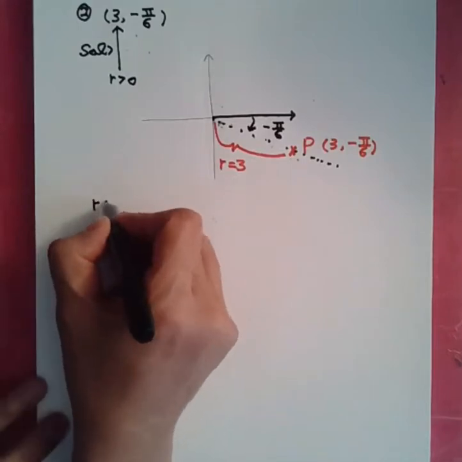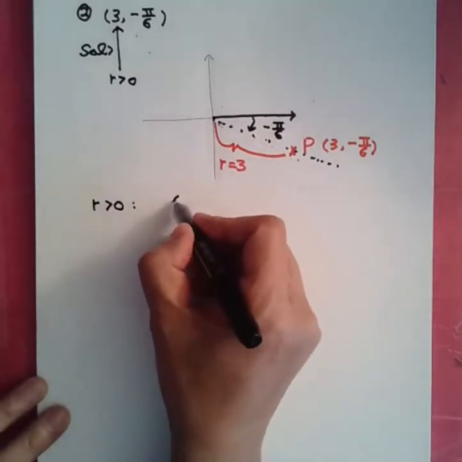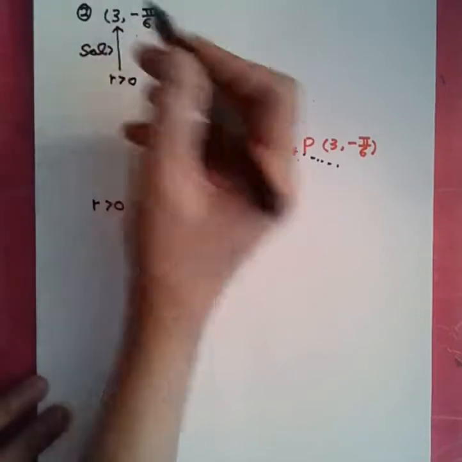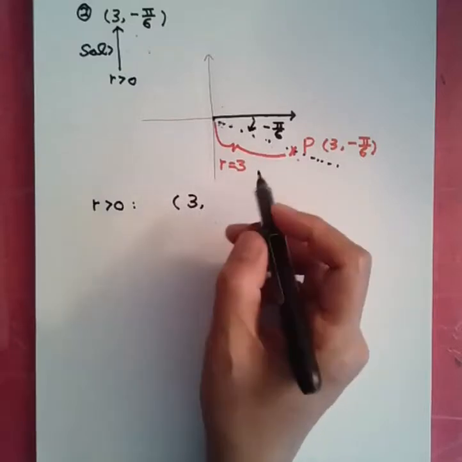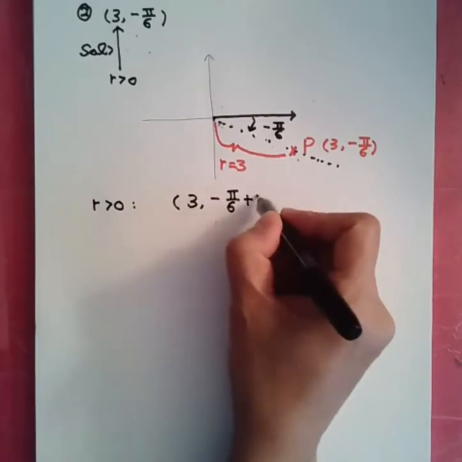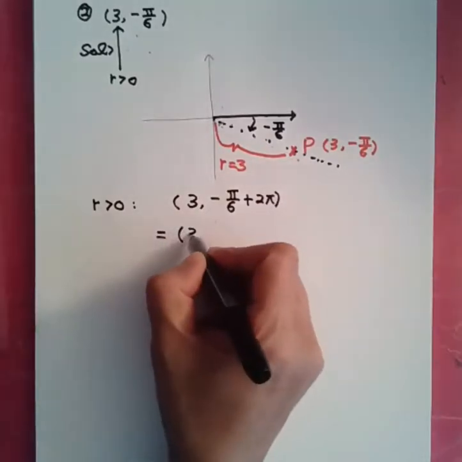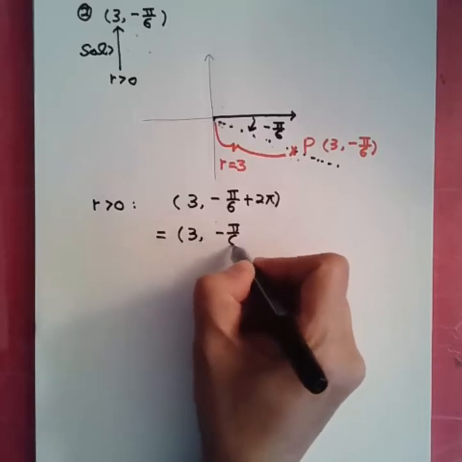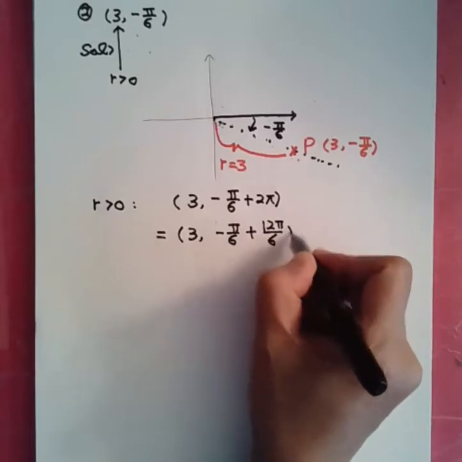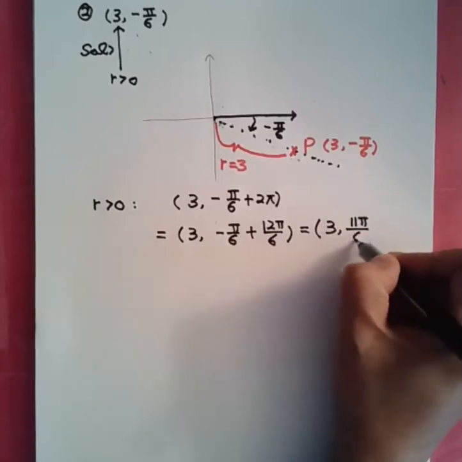Let's consider another expression. When r is positive, we look at the problem, r is given as positive, so we will copy it. And then we will consider the coterminal angle. Let's add 2 pi. Then that'll be minus pi over 6 plus 12 pi over 6. So that is 3 and 11 pi over 6.